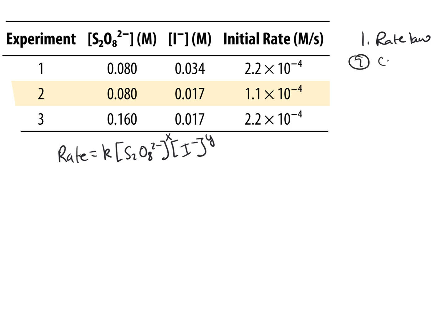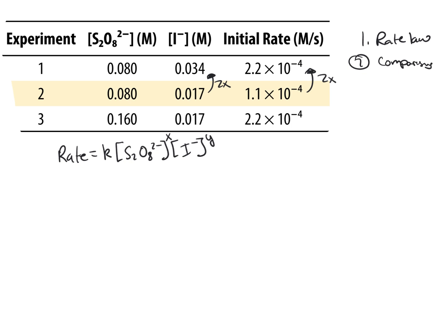Next, we need to do those comparisons to find the orders. So comparing trial 1 to 2 is a good comparison to figure out the order in I-. I can see that I- doubles, going from trial 2 to trial 1. How did that affect the rate? Well, it turns out that the rate doubled as well. That's something you should be able to recognize is a linear or direct relationship. I- going up caused the rate to go up by that same factor.